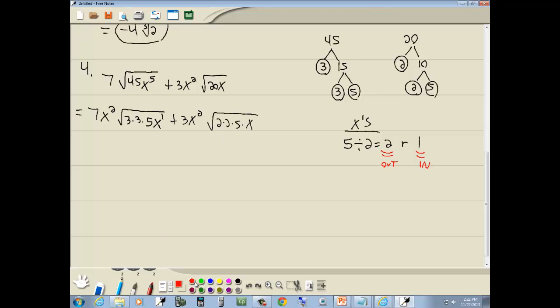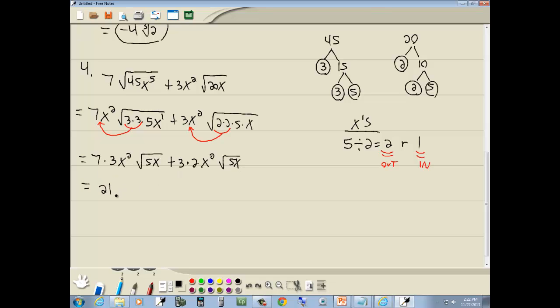Well, let's simplify the radicals a little bit more. Number-wise, we're looking for a pair of somethings. Here's a pair of 3's. A pair of 3's is going to come out in front as a single 3. And here's a pair of 2's. A pair of 2's is going to come out in front as a single 2. So we got 7 times 3x squared, and then we're left with 5x inside, plus 3 times 2, a pair of 2's comes out as a single 2, x squared with a 5x inside.